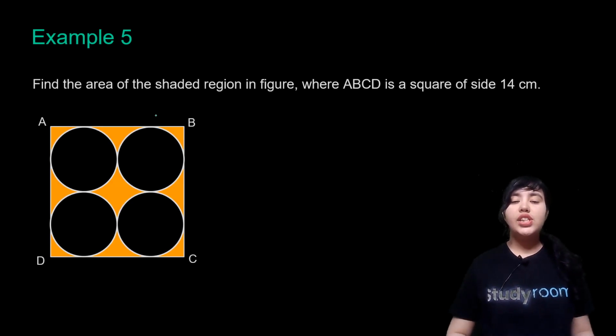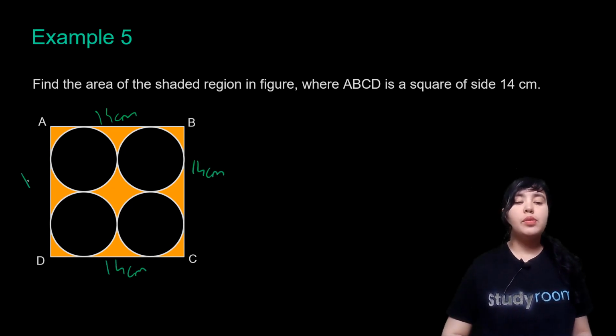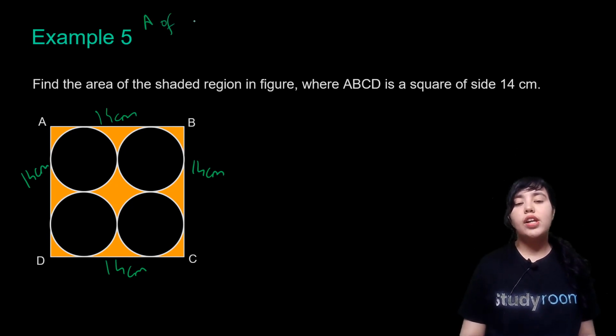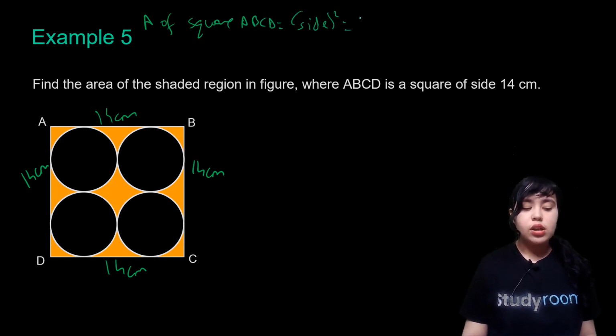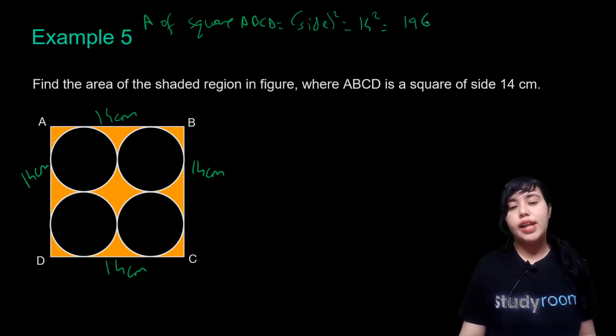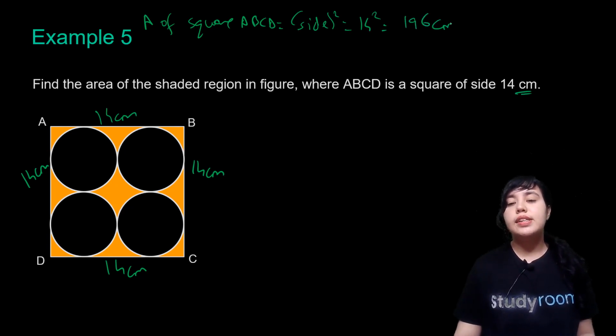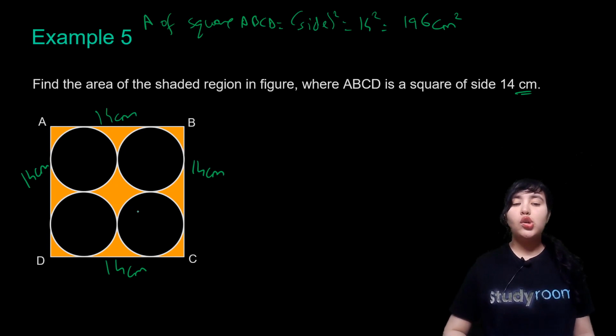Then find the area of the shaded region. So here ABCD is a square, its side is 14 centimeter. So if one side of a square is given to us, it automatically means that all sides are equal. So all of them would be having side 14 centimeter. So can you find out the area of the square over here? ABCD, that is going to be side square. That will be 14 square, that is 196, and the unit will be centimeter square. So this is my total area.